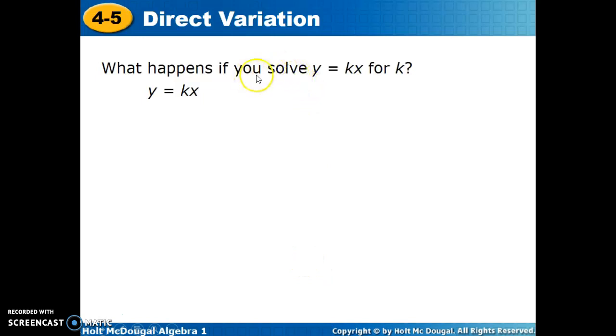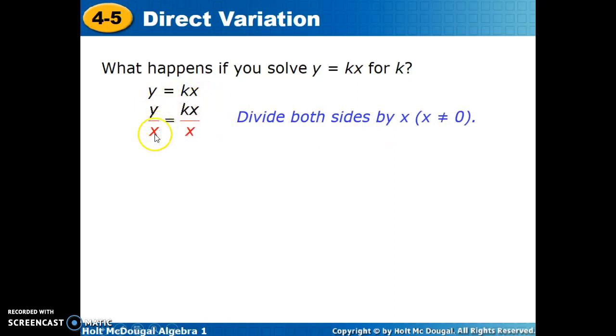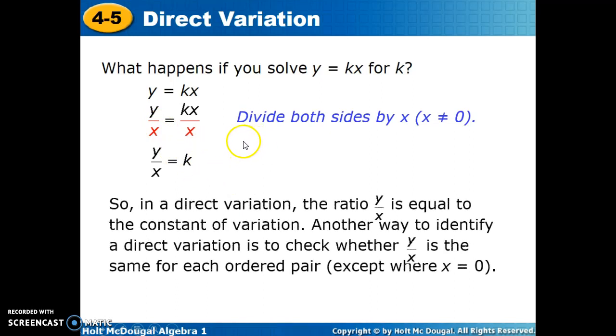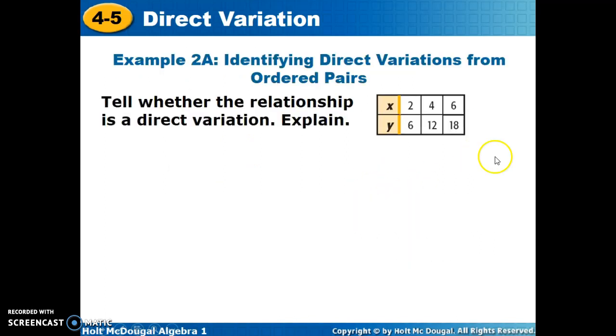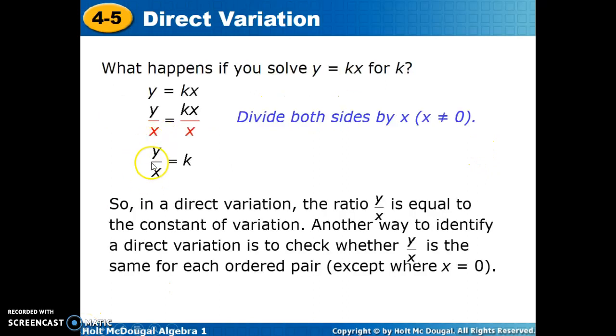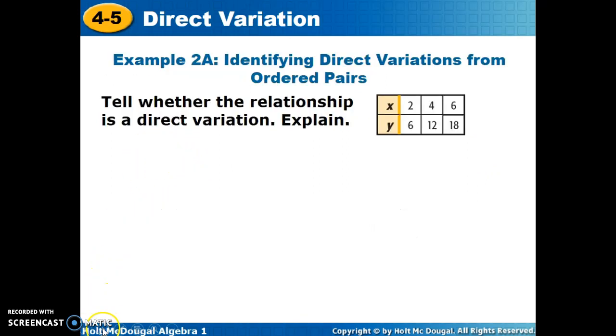What happens if we solve y equals kx for k? Well, we get our simplified version of k by dividing both sides by x. We can see that y over x is equal to our constant. And this is how we can look at a table to figure out our ratio or our constant of variation. That's what we're going to do here. Remember, y over x is equal to k.